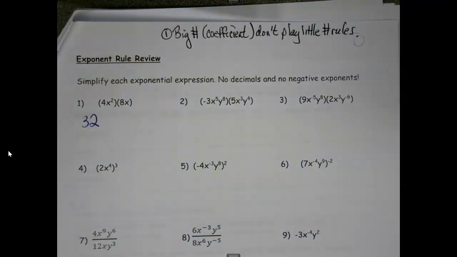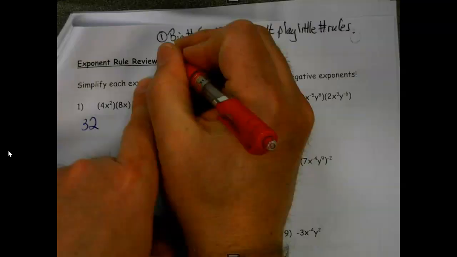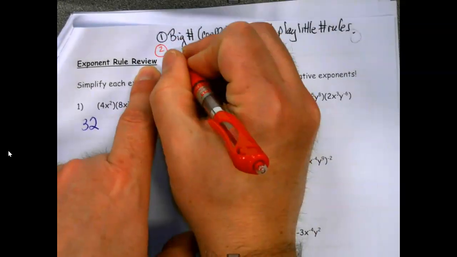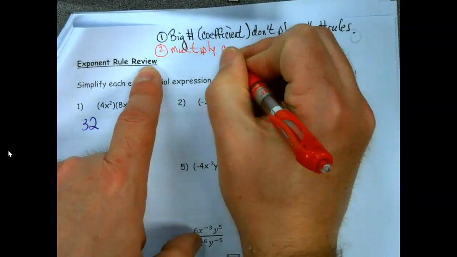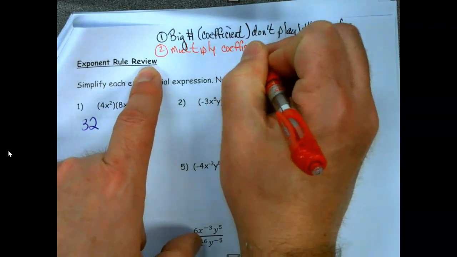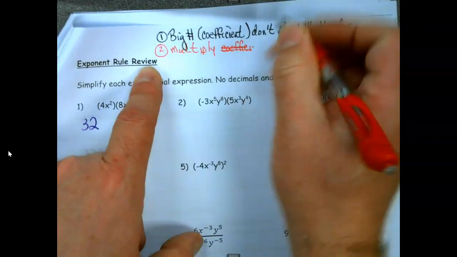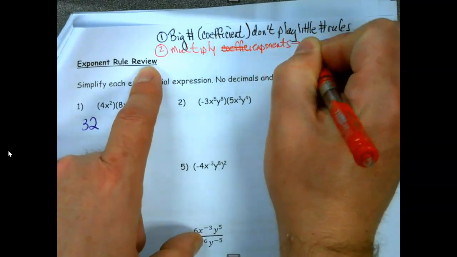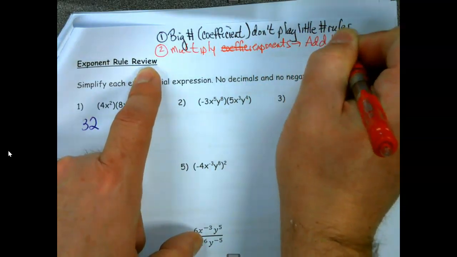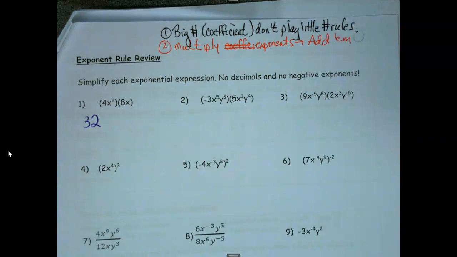What about the exponents, though? So here comes our first exponent rule in review. When we multiply coefficients, multiply exponents. We add them up. I know that seems weird, counterproductive. When we're doing math, you're like, you want me to multiply and add? That just doesn't seem right. But that's how it works with these.